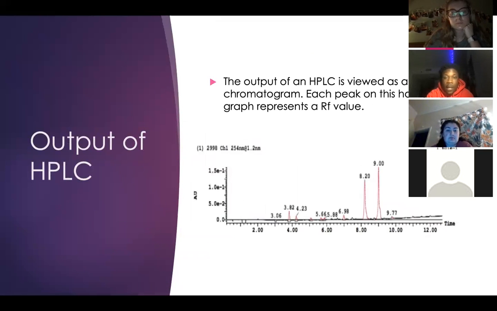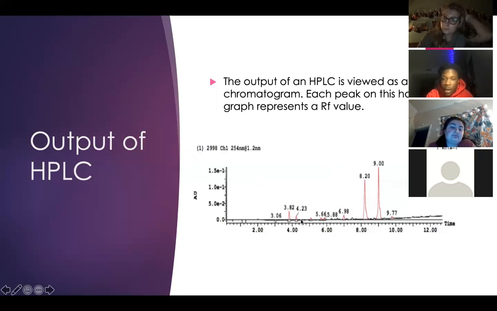So basically at the end of the HPLC, you will see a graph, and this is called a chromatogram. And basically this shows the RF value, which is also known as the retention time. And this shows basically when each thing exited, or the time that it exited after the end of the HPLC process, once the mobile phase washed it all out. And as you can see in this graph right here, there's a ton of peaks, and each peak is representing those times of when they exited.